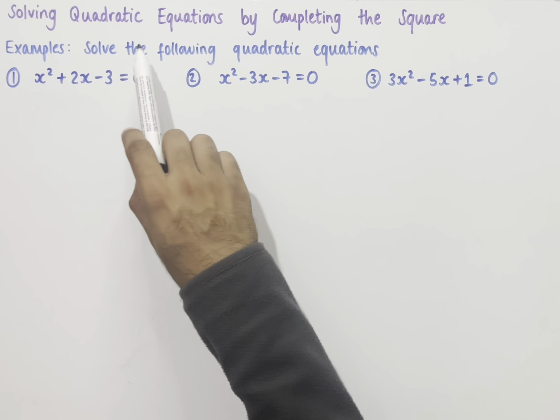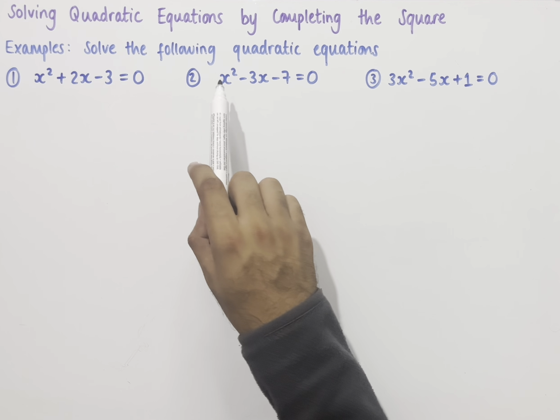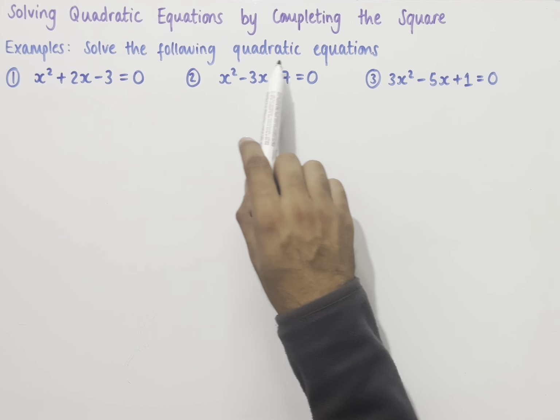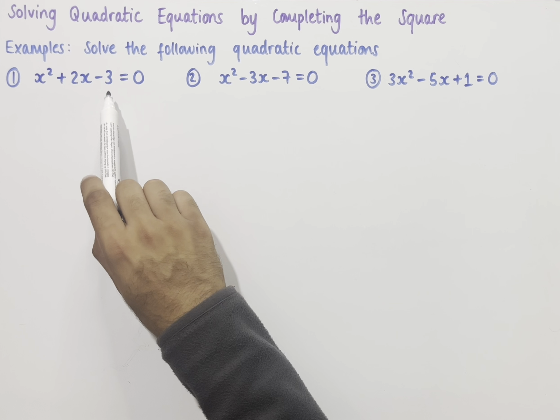Let's look at solving quadratic equations by completing the square, which is an alternative method to factorizing or using the quadratic formula. So the question says, solve the following quadratic equations, with the first equation being x squared plus 2x minus 3 equals 0.